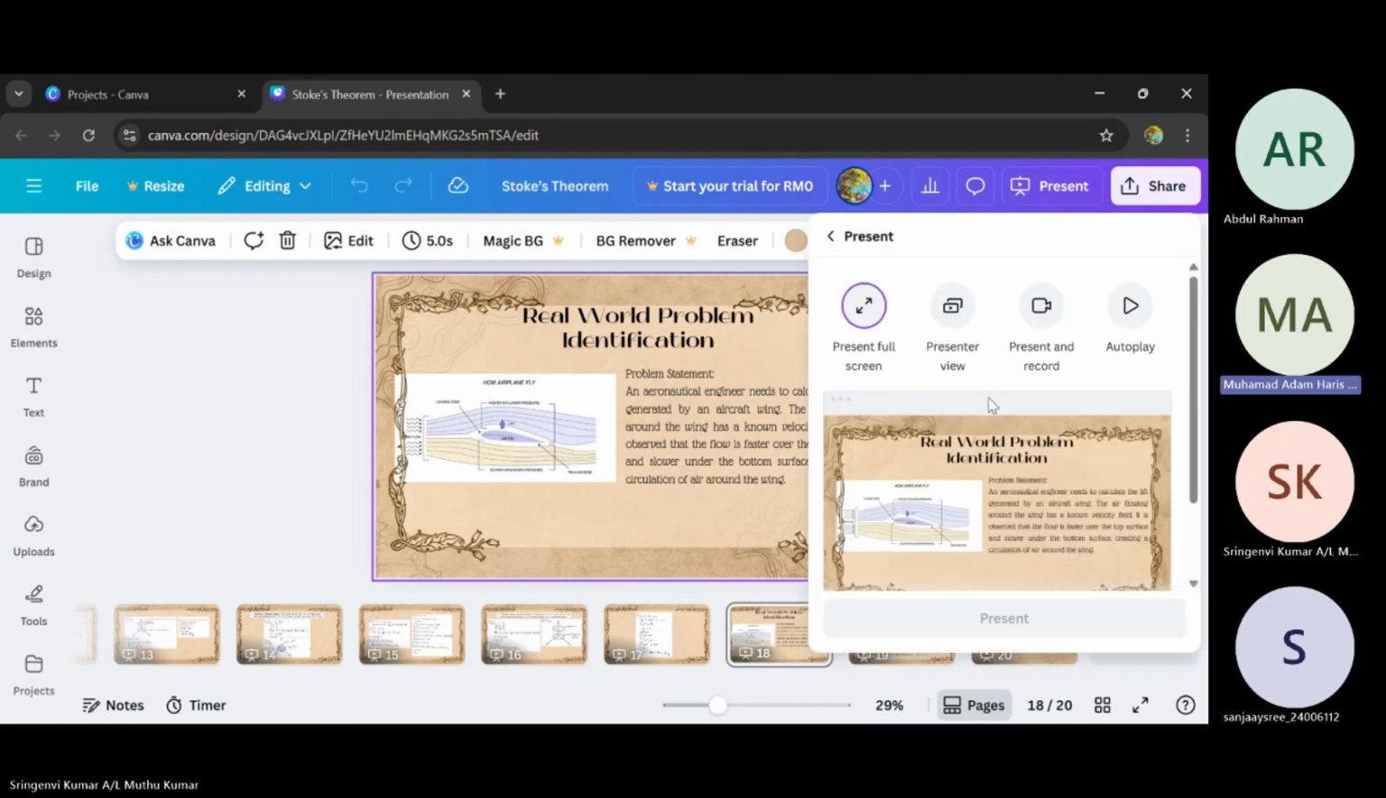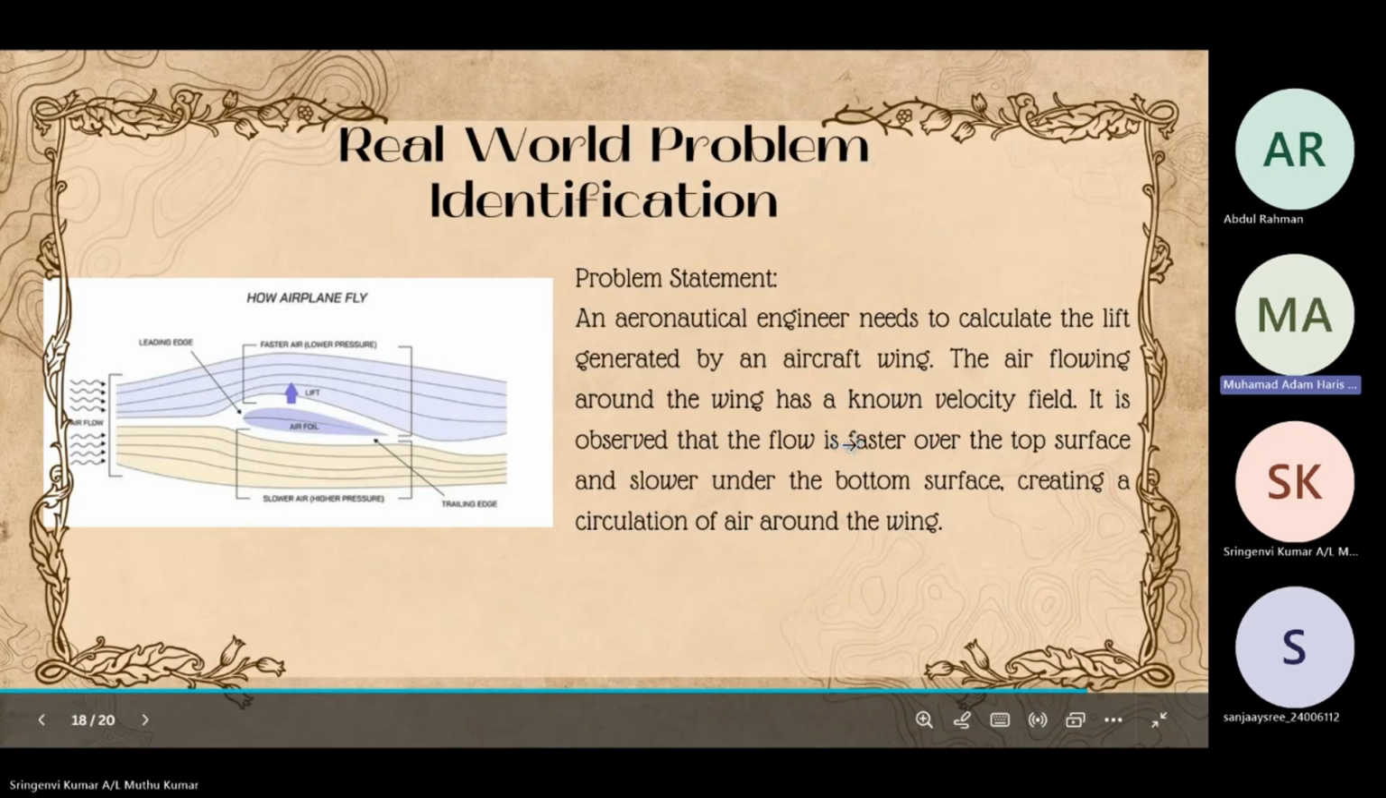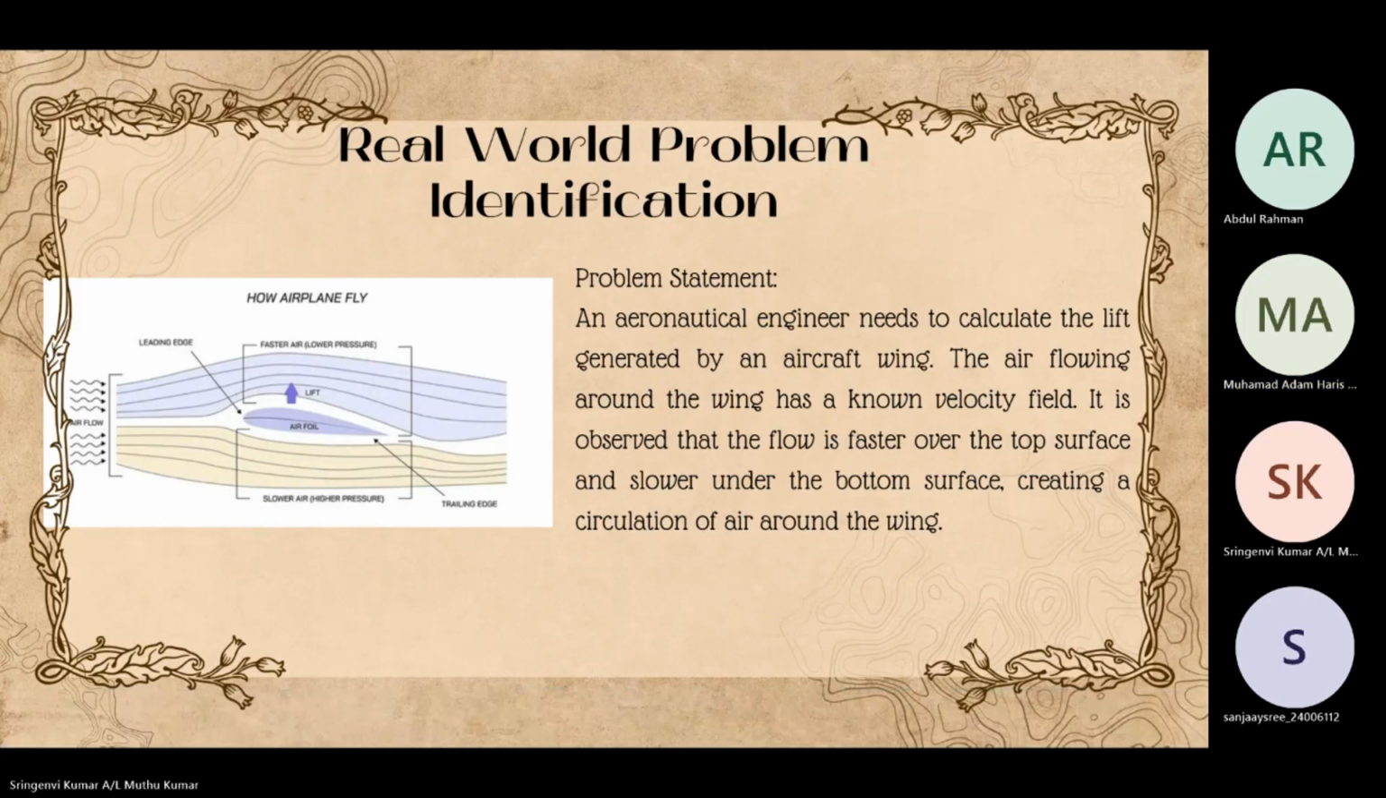Now we move on to the real-world problem identification using Stokes theorem. The example that I'll be using is an aeronautical engineer who needs to calculate the lift generated by an aircraft wing. As in the picture, we can see there are two regions of air flowing, which are the upper part of the wing and the lower part of the wing.